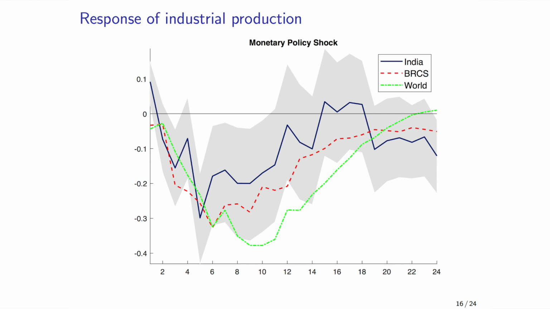Okay? To get a sense of how this compares with the benchmarks that I was showing you, here the blue line is the industrial production response for India that I just showed you. The dotted red line is the response of BRICS excluding India. So now this is just BRCS countries. And then the green line is the full world industrial production response. So for a US monetary policy shock, in the beginning, the Indian response is roughly similar to what's happening across the world. But it seems that the Indian output recovers a little bit quicker relative to both world industrial production and the BRICS countries.